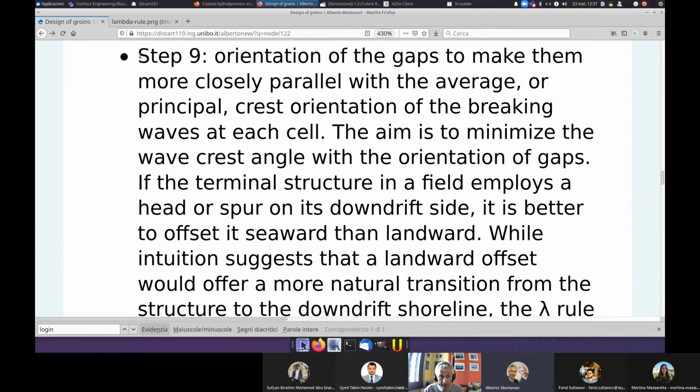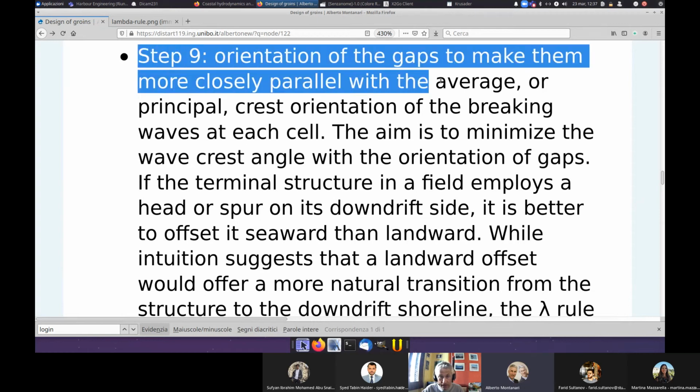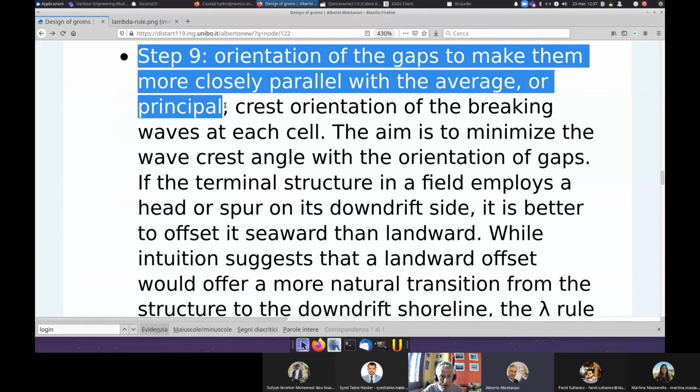And then the next step is orientation of the gaps to make them more closely parallel with the average or principal crest orientation of the breaking waves at each cell. The aim is to minimize this angle, which should in any case not exceed the value, as we mentioned before, of 25-30 degrees.